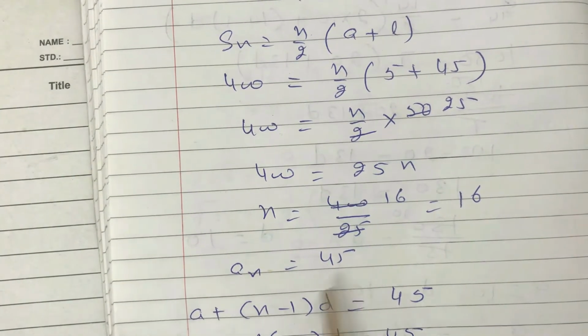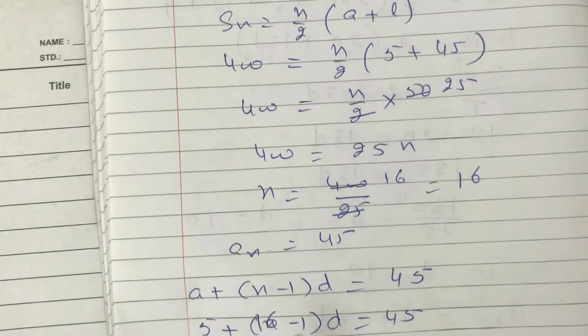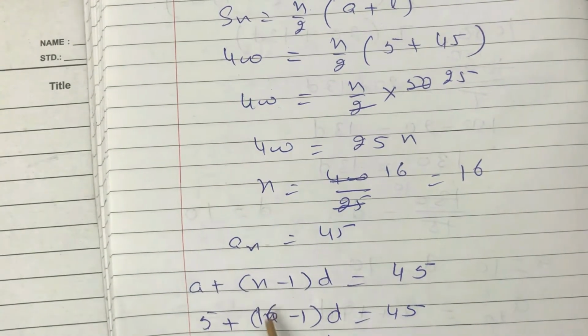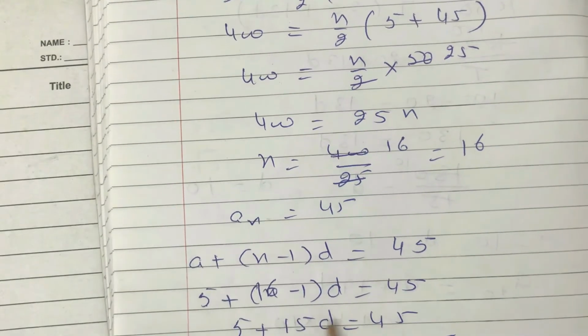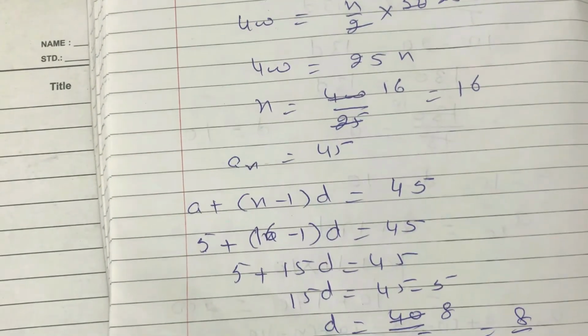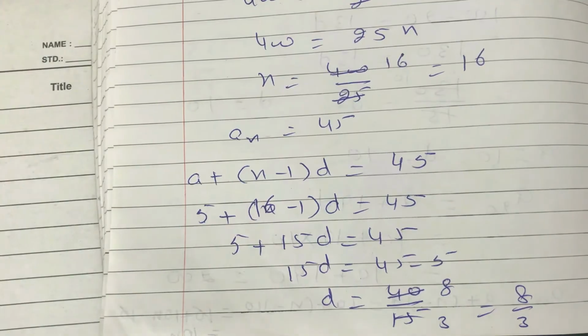an is 45, so a plus (n minus 1)d is 45. a is 5 and n is 16, and I have to find d. So the common difference will come out to be 8 by 3. So that is the answer.